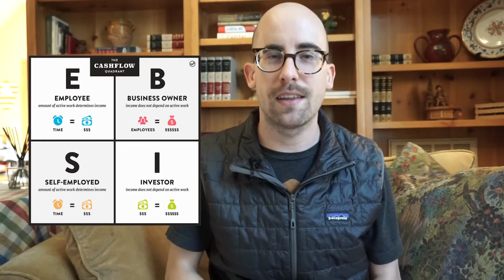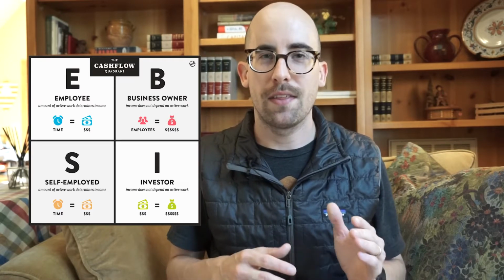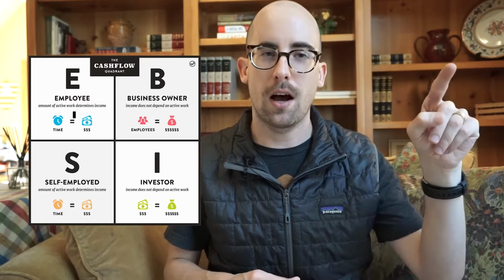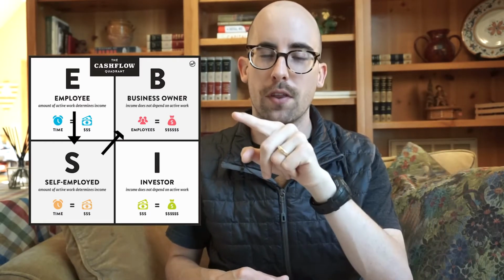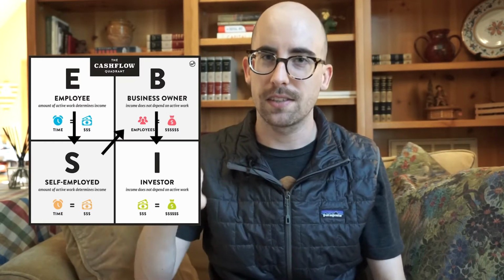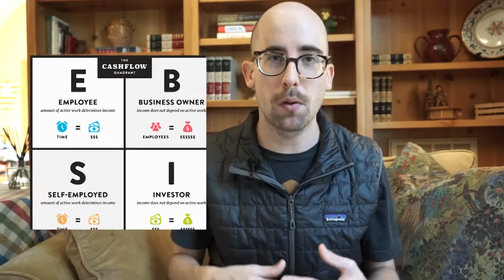So you can see that the diagram has E and then S and then B and then I. And so the way that you read it is top, bottom, and then go over to the right and down. So it's like an S almost. And so we'll go ahead and start and go through each one of these and explain what the idea is behind each. So let's start with E.